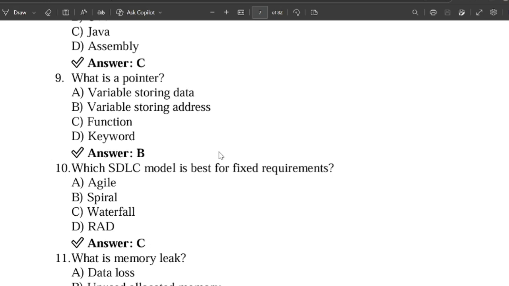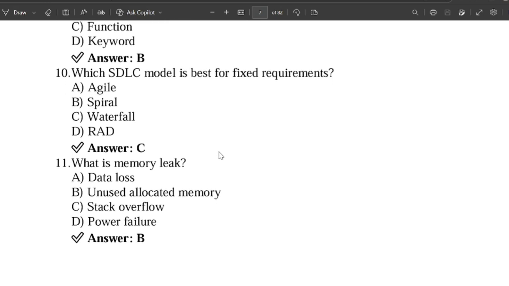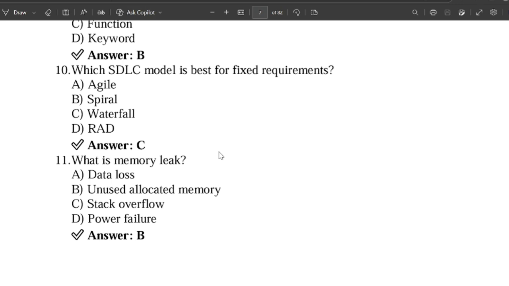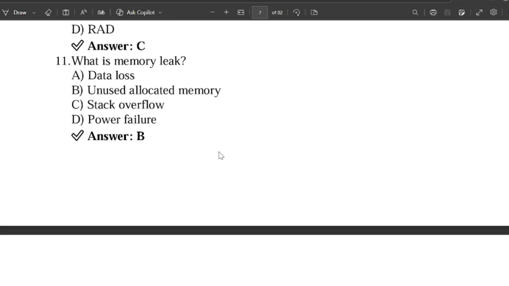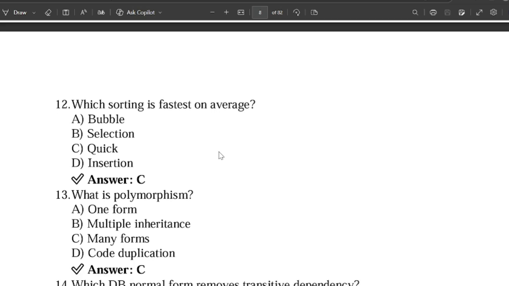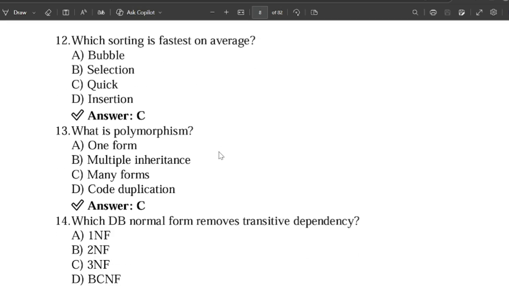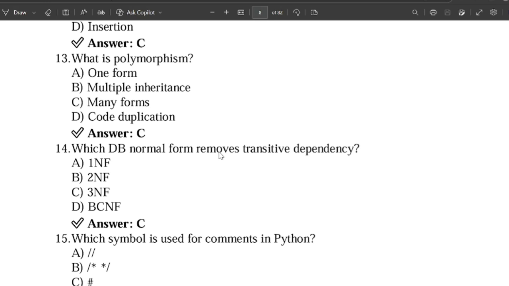Which language is platform independent? Java. What is a pointer? Variable storing address. Which SDLC model is best for fixed requirements? Waterfall. What is memory leak? Unused allocated memory. Which sorting is faster on average? Quick sort. What is polymorphism? Many forms.